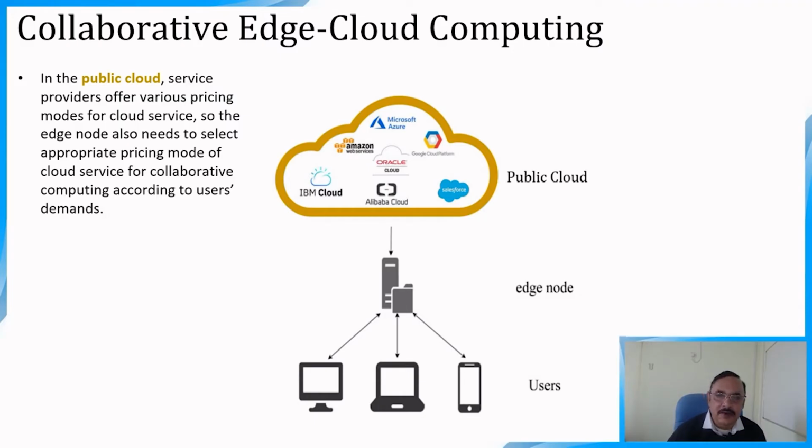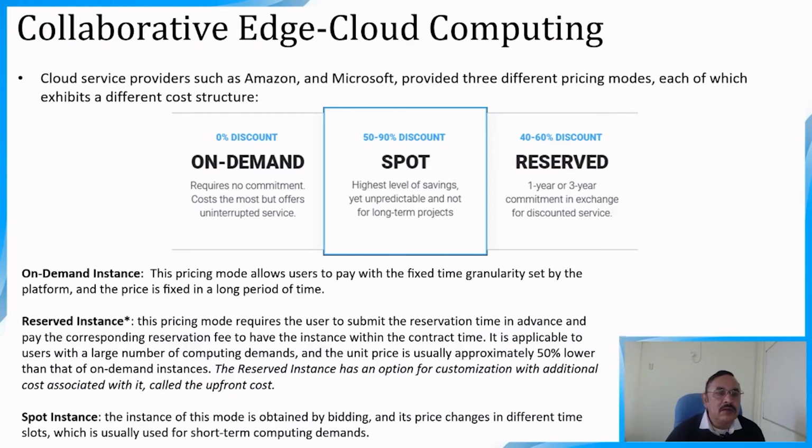So, the edge node also needs to select an appropriate pricing mode of cloud service for collaborative computing according to the user's demand. The public cloud service providers such as Amazon and Microsoft provide three different pricing modes, each of which exhibits a different cost structure. The first one is called on demand, the second is called spot, the third is called reserved. On demand requires no commitment and costs the most, but offers uninterrupted service.